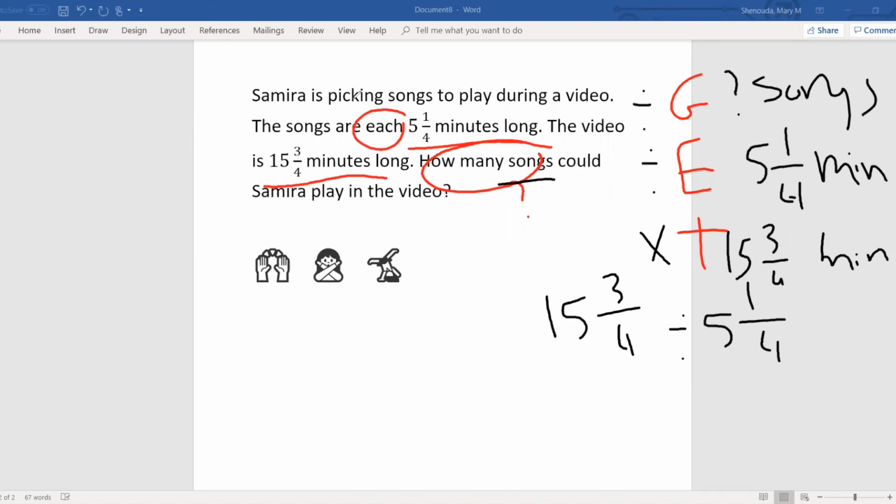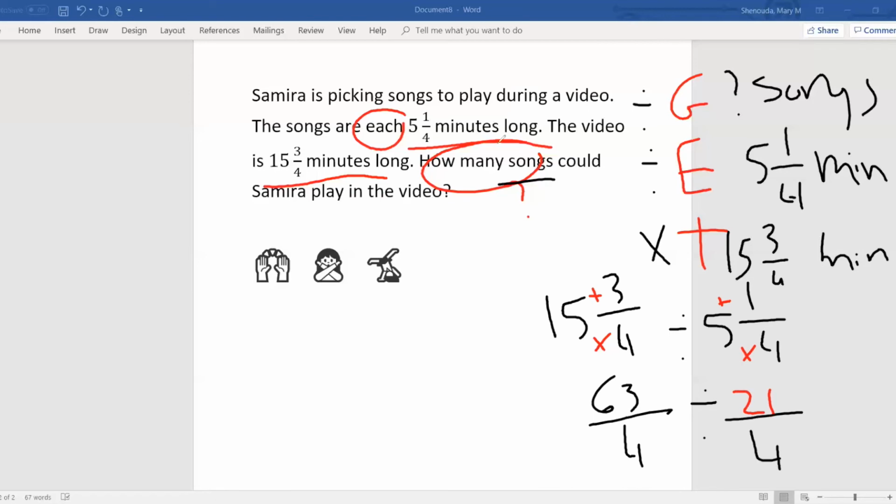From our video about converting mixed numbers into fractions, we said that to convert mixed numbers into fractions, we're going to multiply the denominator by the whole number, and whatever I get, I add it to the numerator to find my new numerator. 4 times 15 is 60, plus 3, that is 63, and the denominator does not change. The second one will be 5 times 4, which is 20, plus 1, that's 21, and the denominator does not change.